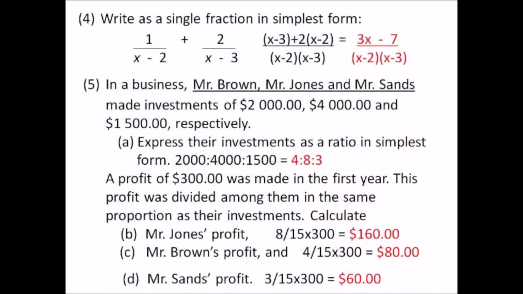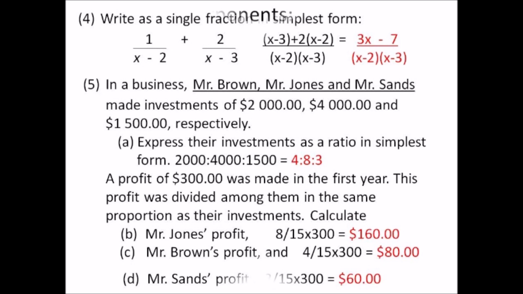Got it? Okay. Then we moved on to fractions, 3x minus 7 over x minus 2 times x minus 3, or you can actually work that out and put the answer on the bottom. Same thing. And then Mr. Brown, Mr. Jones, and Mr. Sands, the answer is 4:8:3 for the ratio. Then 160, 80, and 60 for the profit. That's how I shared. So look at the answers in red, mark them, got them correct, excellent job.